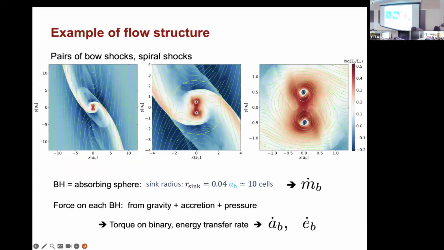And so we've done some of these problems. You can see the flow structure is very rich, very complicated. You have a pair of bow shocks, spiral shocks colliding with each other. And then we actually try to resolve the individual black holes and calculate the accretion rate and also the orbital evolution, calculating the force and torque on the binary from the gas.